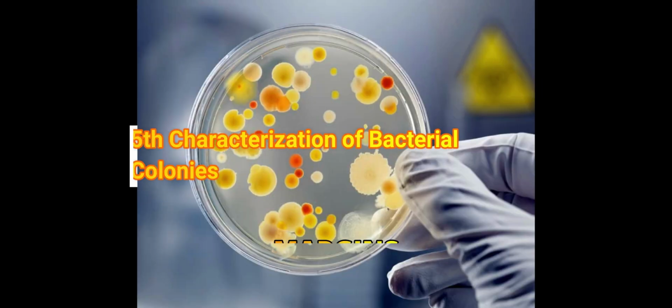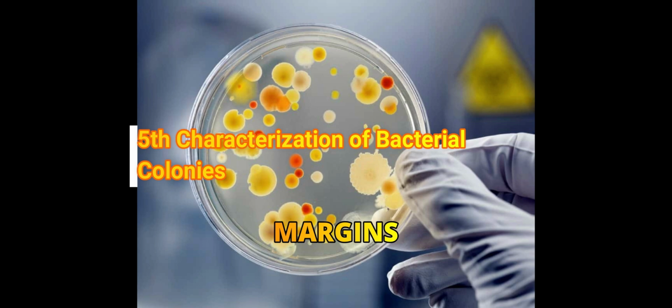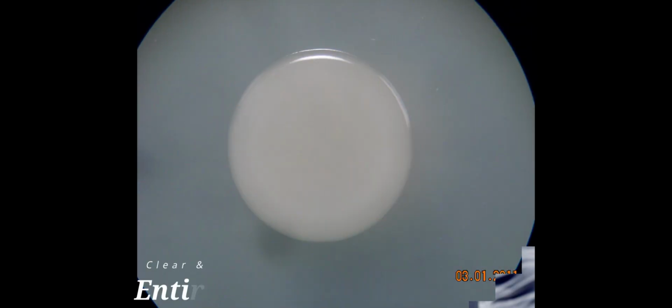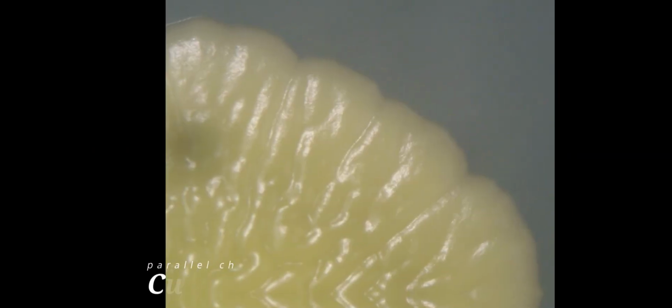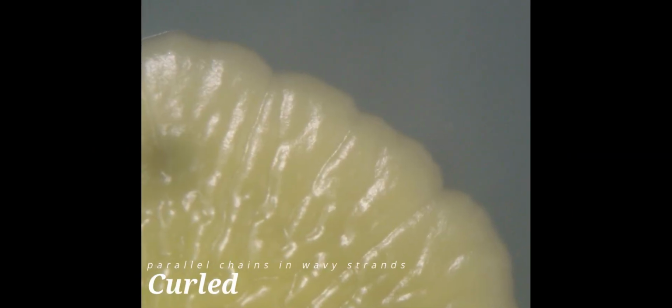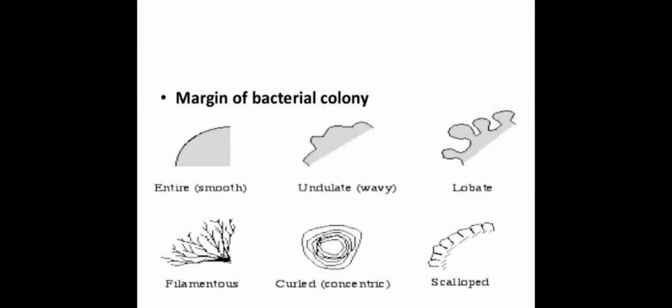The fifth characterization of bacterial colonies is margins. The first one is the entire margin, which has clear and notchless areas. Number 2 is the undulate, with wavy and shallow indentations. Next is the lobate, with wavy and deep indentations. Finally, there is the curled, with parallel chains in wavy strands. I have also included a number of other margins of bacterial colonies below.